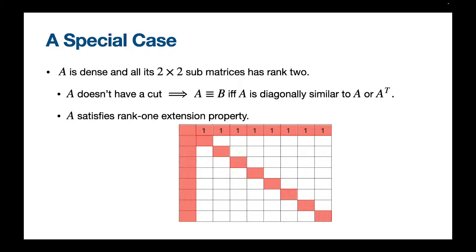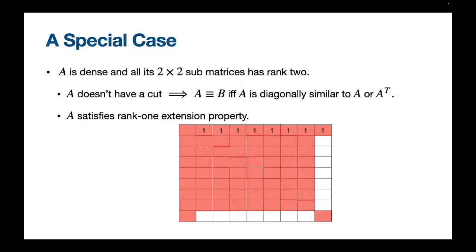And one important point here is that any submatrix of this matrix also satisfies this property that it is dense and has all its 2x2 submatrices of rank 2. So we will follow an inductive algorithm, and we assume that we have learned some matrix which is principal minor equivalent to this submatrix. So now we have to only learn this last row and last column.